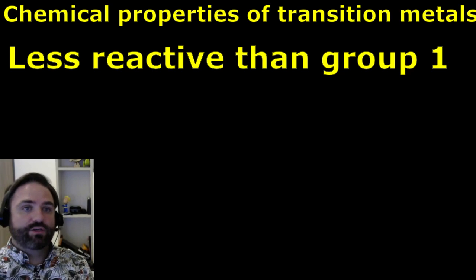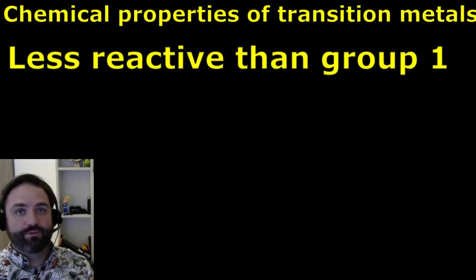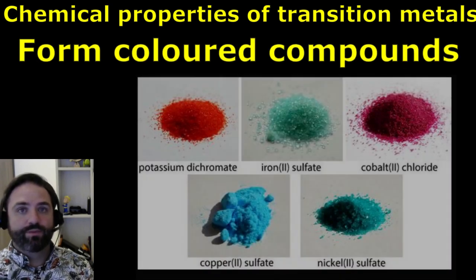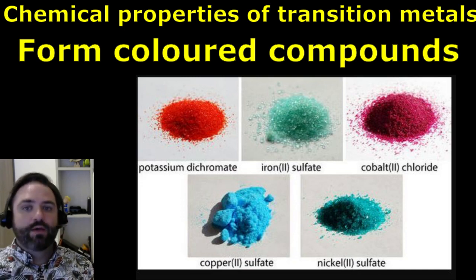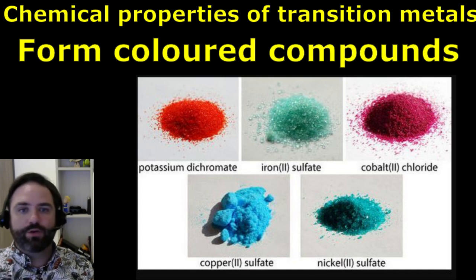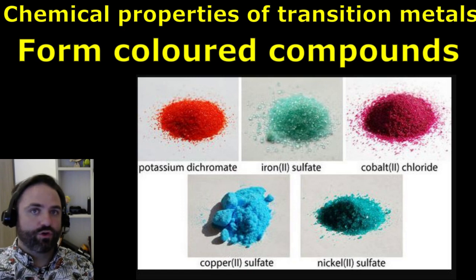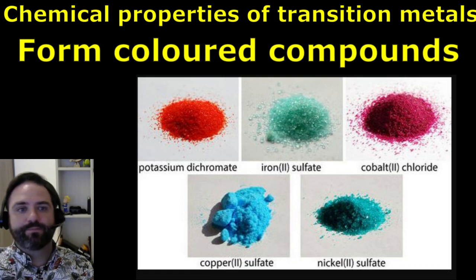Some other characteristic properties of this group is that they form colored compounds. Their compounds are colorful. Take note, be really careful. It's wrong to say that the elements themselves are colored. They aren't. They're usually gray. But the compounds they form are brightly colored. For example, copper compounds are blue or green. You can also make red and purple and yellow, all these different colors. But the elements themselves are not colored. Be really careful on that.